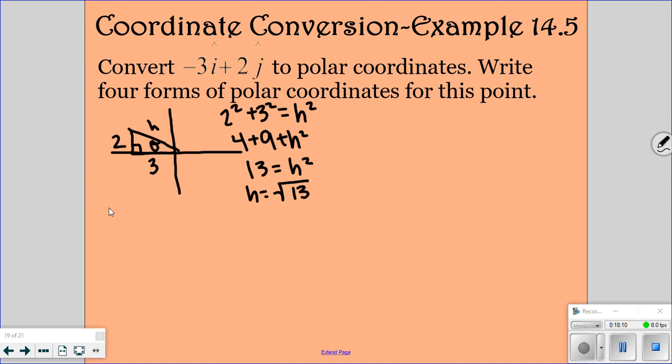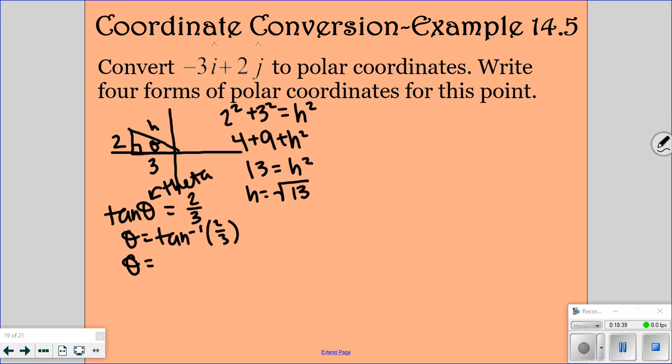And then to find our angle, we're going to do tangent of our angle. This is theta. It's a Greek letter. It's what people usually use for angle. You don't have to use it, but that's typically what books use. And then opposite over adjacent, so 2 over 3. To find an angle, you're going to have to do tangent inverse of 2/3. So if you plug that into your calculator, you should get 33.69 degrees.